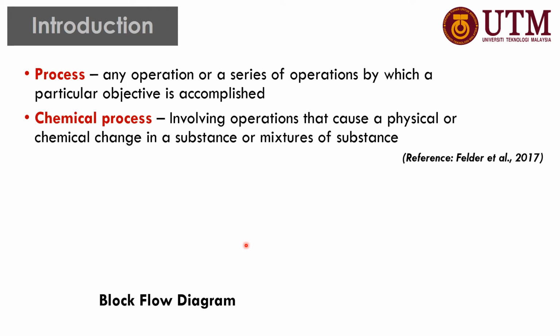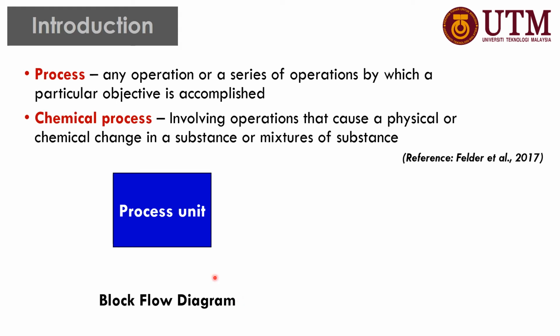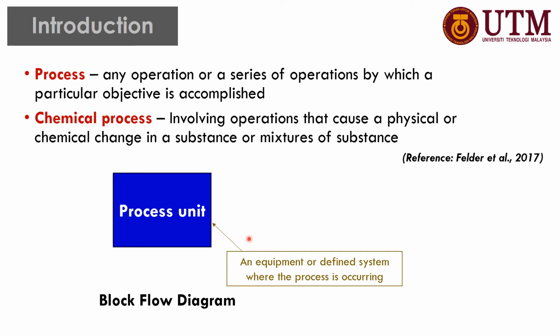So in order to explain that, I will be using what we call the block flow diagram. In the block flow diagram, first of all, we have this block. This block represents what we call the process unit. The process unit can be an actual equipment, or it can also be a defined system. If, for example, we have a fluid flowing inside a pipe, and the pipe is long, we need to have a certain defined area so that we can analyze the system, or define the process happening inside the pipe. For that case, it can be a defined system rather than an exact equipment.